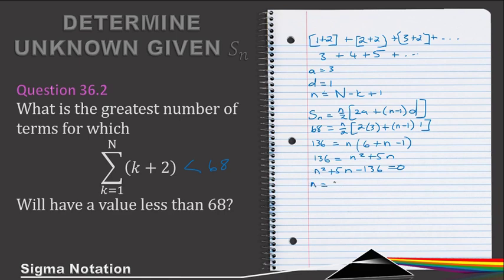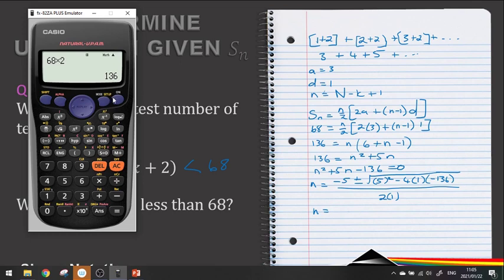So n is equal to negative b, so minus 5, plus or minus the square root of b squared, so that's 5 squared, minus 4. a is 1 and c is negative 136. And that is over 2 times a, 2 times 1. So in this case, we've got n equal to negative 5 plus or minus the square root of 25, and then minus and minus becomes a plus, and then we're just going to say 4 times 1 times 136, and that's over 2.